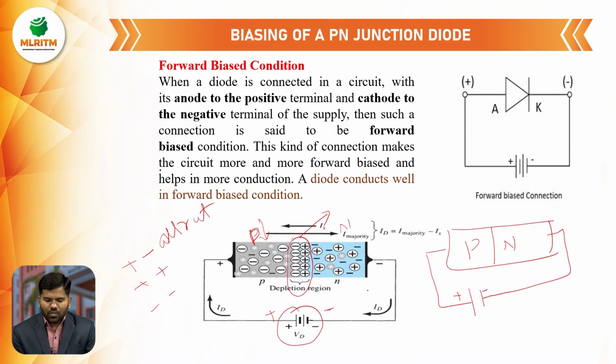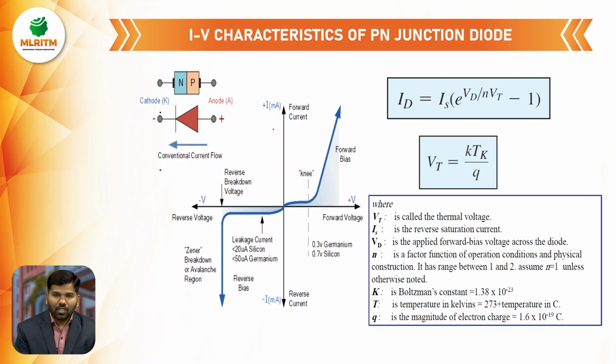Now this leads the electrons present in the n-type semiconductor material to move towards the p side, and the holes present in the p-type semiconductor material to move towards the n-type semiconductor material. So this is the expected waveform in the forward bias condition.